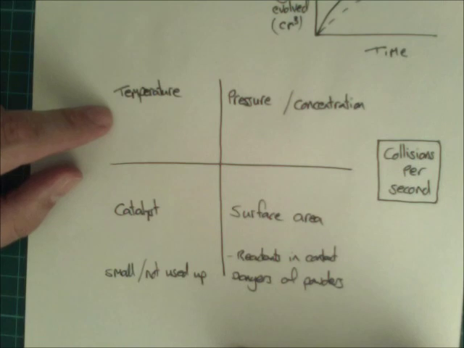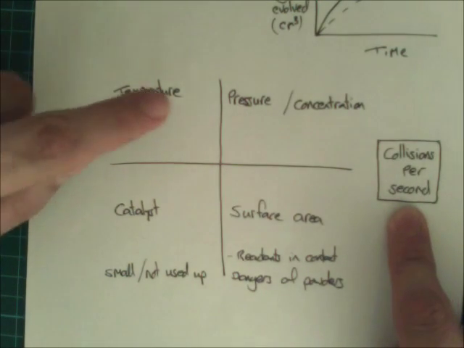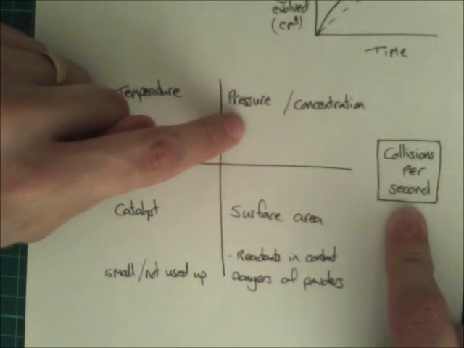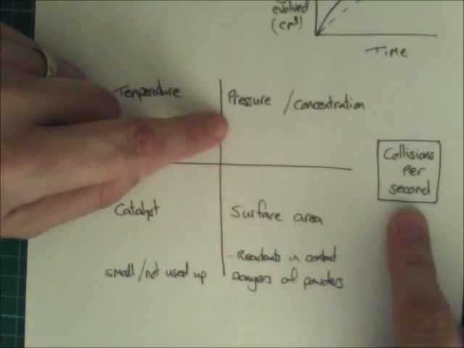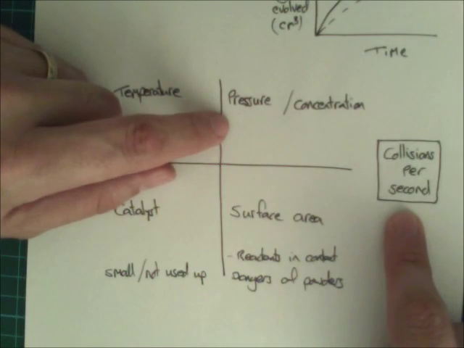If the reactants are hot, the particles are going to be moving faster, they're going to collide more often and collide with more force, so we're going to get more collisions per second. If we increase the pressure of a gas, or the concentration of a solution, there are going to be more particles per unit volume, which once again will mean more collisions per second.